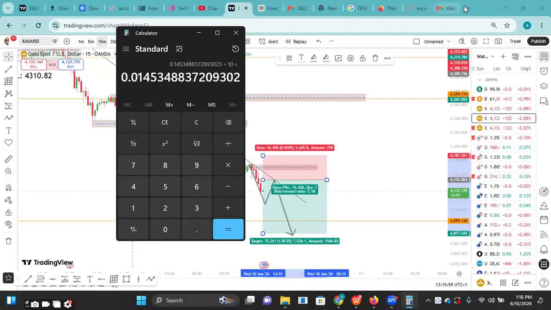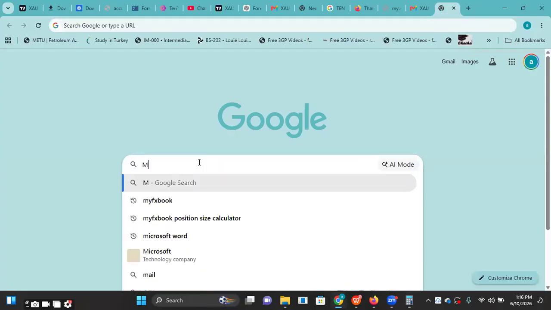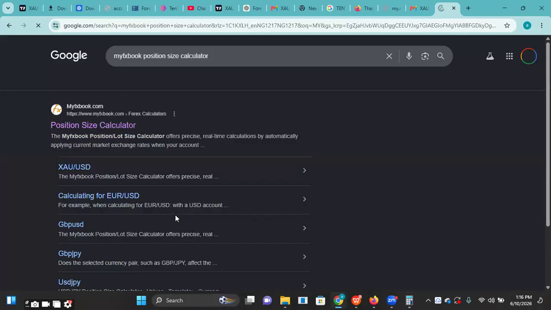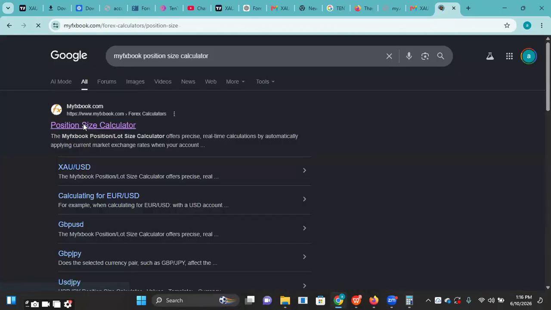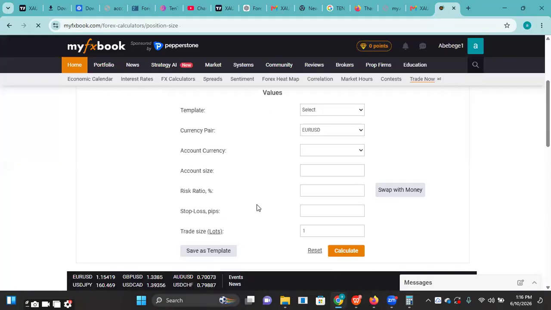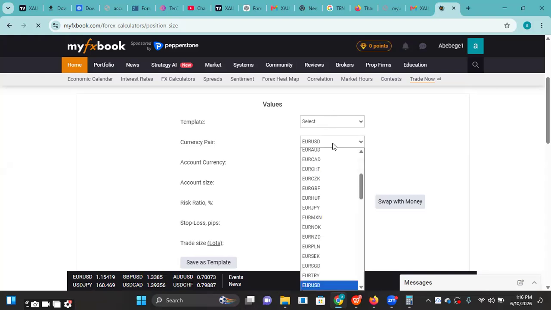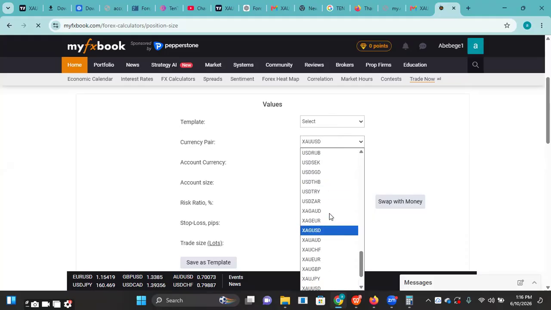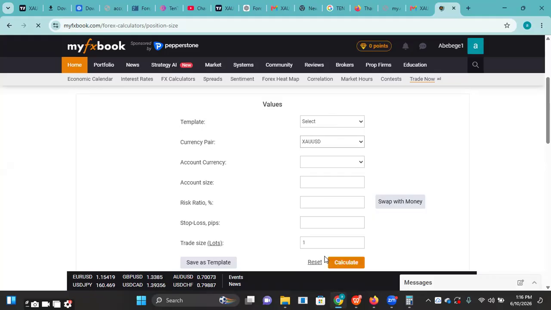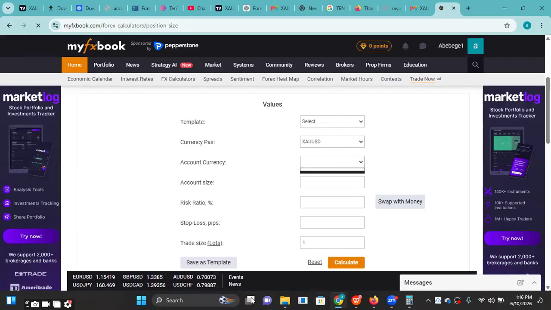I can do this, or I can just come to this site. What's the site again? myfxbook.com, the MyFXBook position size calculator. Coming here, I also input the whole information just to see which one is more accurate. Currency pair gold, XAU USD. Can anybody hear me? It seems to be the network. All right, okay. XAU USD, account currency. What's happening? The internet.